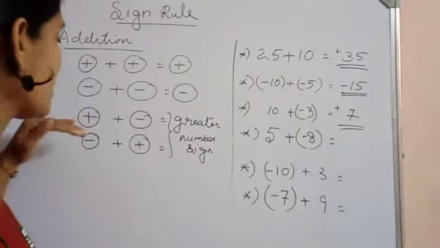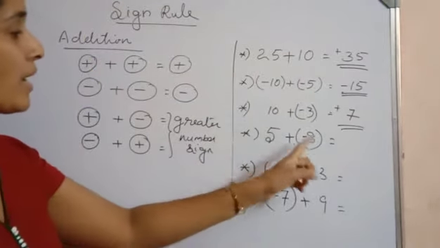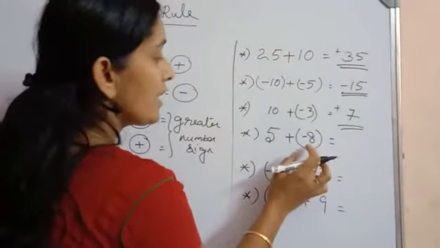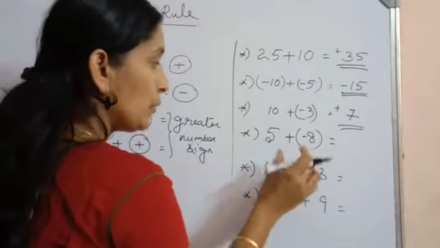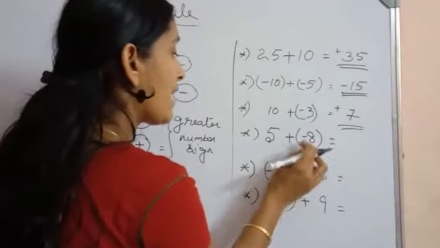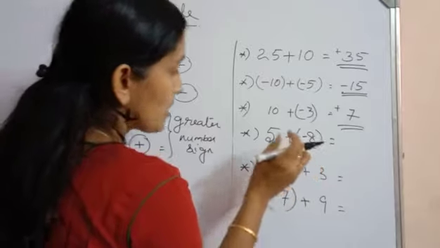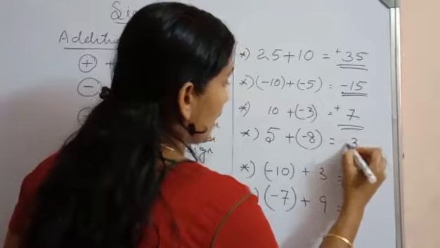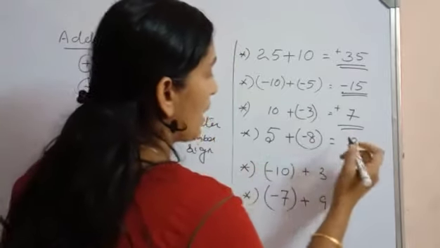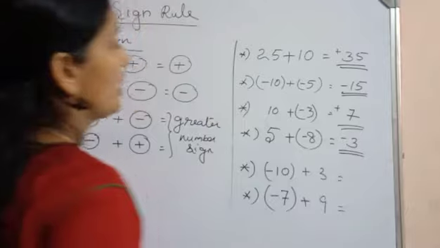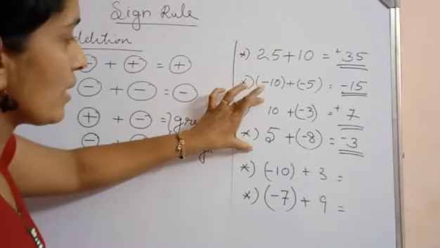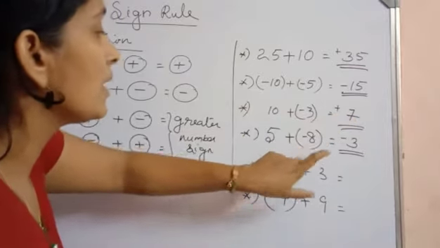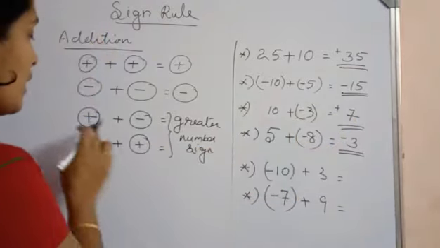The same way, let's consider the third rule once again. If this is a smaller number and the next one is greater, what happens? You are adding a positive number with a negative number. Here, 8 is the greater number. You need to find the difference between 8 and 5. You have to subtract the smaller number 5 from the greater number 8. Your difference will be 3. And what is the sign of the greater number here? Minus. So, your answer is minus 3. In both ways, if the positive number is bigger, your answer will be positive. If the negative number is bigger, your answer will be negative, according to the third rule.